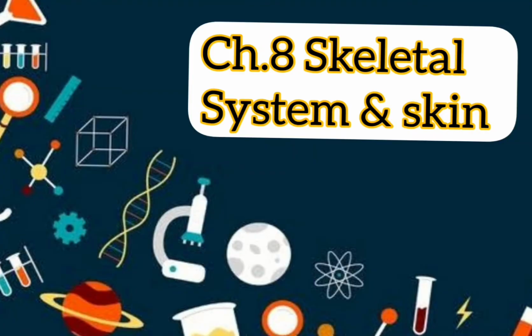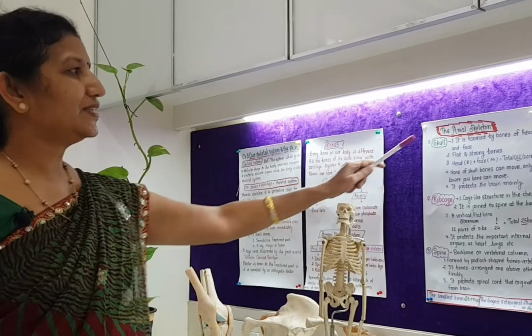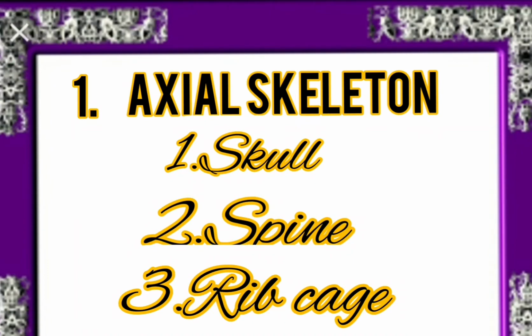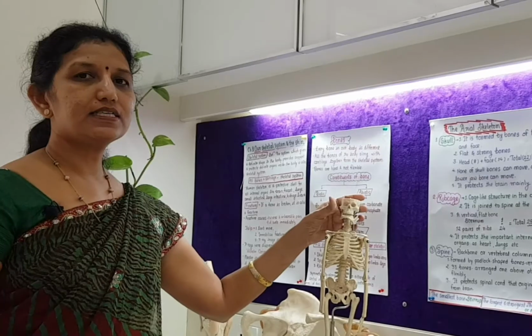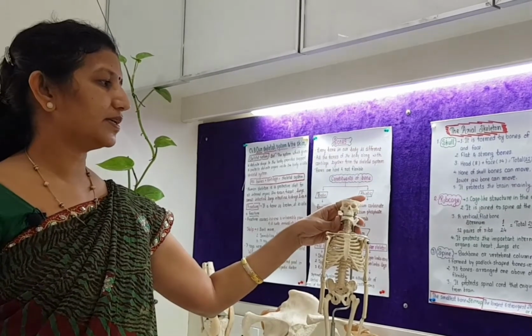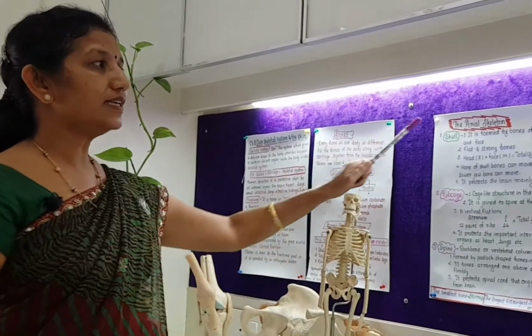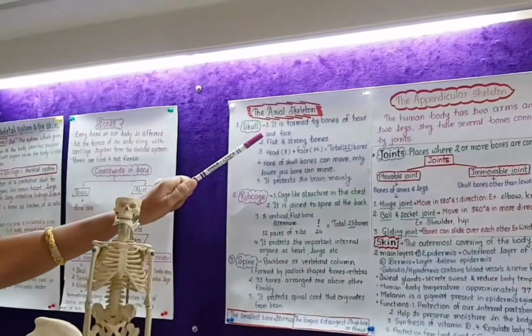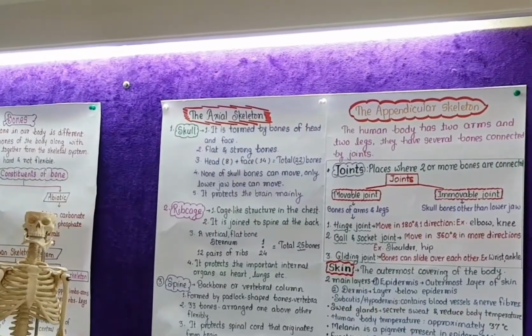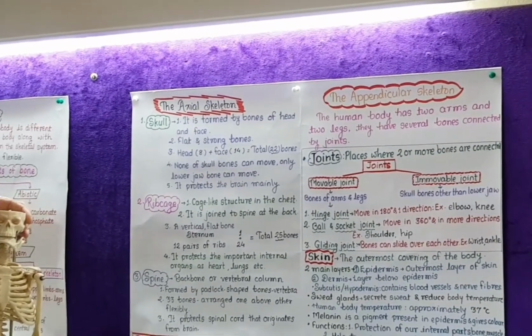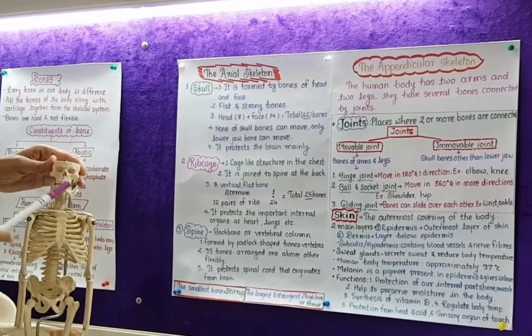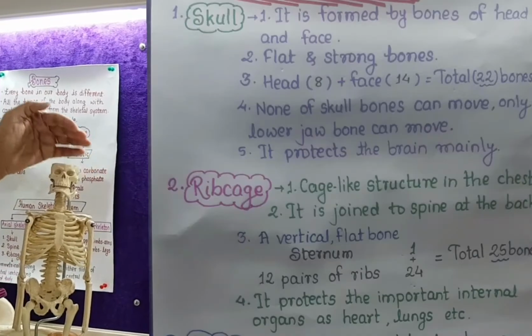Come on children, now we will turn to the axial skeleton. We will see one by one: skull, spine and rib cage. The skull is formed by the bones of the head and face. The bones of the head and the bones of the face are included in this skull.